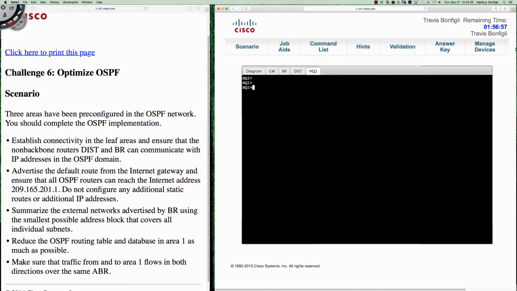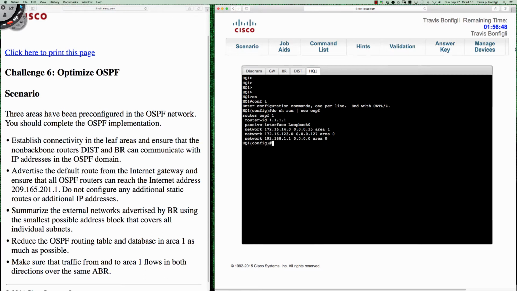All right, so now that we know that those are mismatched, let's go ahead and pull up HQ1. And let's take a look here. We'll go into privilege exec and in the global config do show run section OSPF. So it doesn't appear that the hello interval is set anywhere here, right? So we've got two choices. We could set the hello interval to 20, and that wouldn't be a problem, or we could remove it from the distro router.